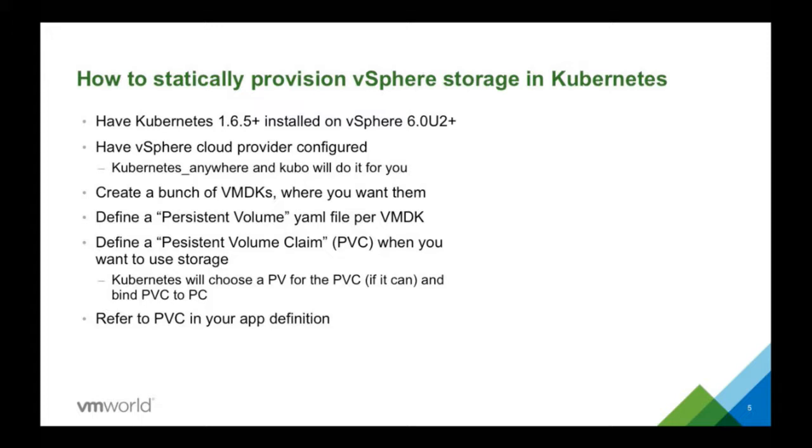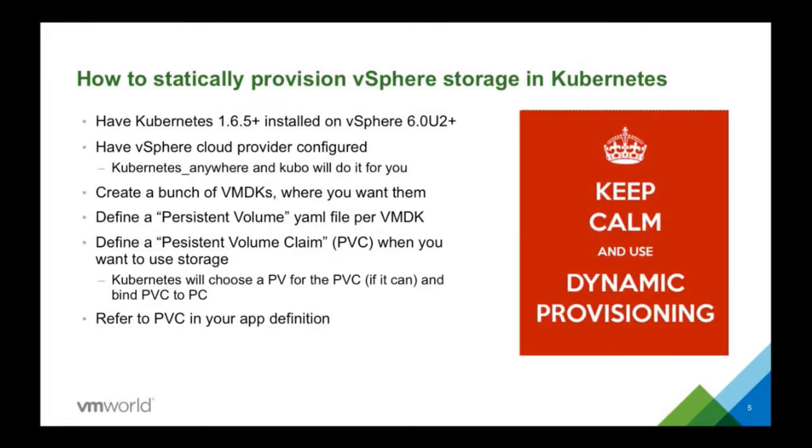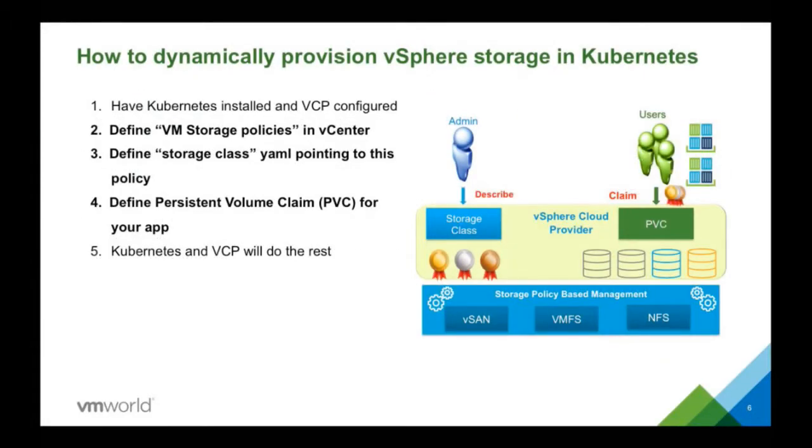You have to provide a bunch of VMDKs. You have to create a few files saying these VMDKs have these names as persistent volumes, and then leave it to the developers or the application deployers to define the claims. This is kind of old, so my point here is that if you guys have a use case that actually needs that, as opposed to dynamic provisioning, I would really love to hear about it, but that's my view.